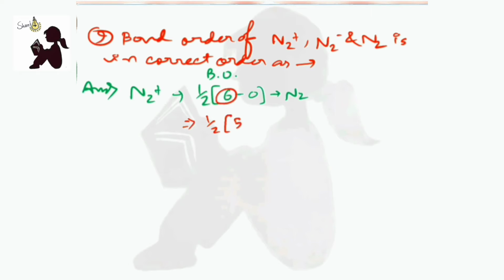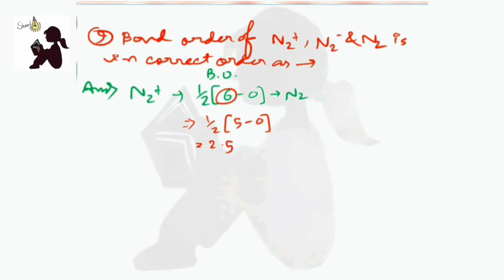And see the ninth question. Now they have asked you the correct order of bond order. So let's see for N2 plus. We know its bond order is half into 6 minus 0 for N2, right? But what is it for N2 plus? From here we just have to remove one electron, so it will be half into 5 minus 0, so that will be 2.5.